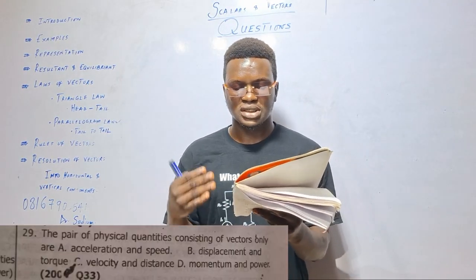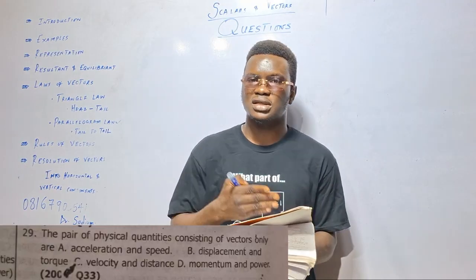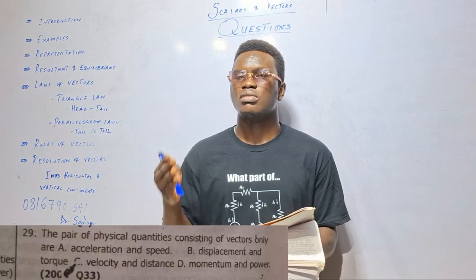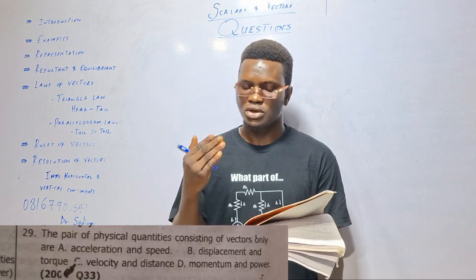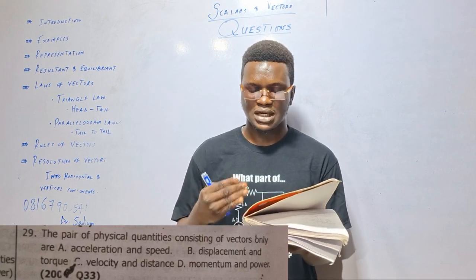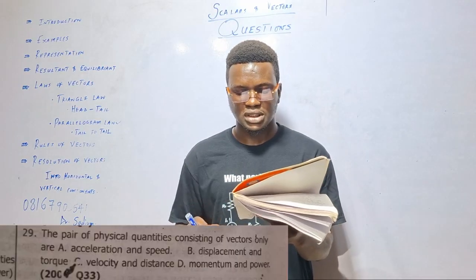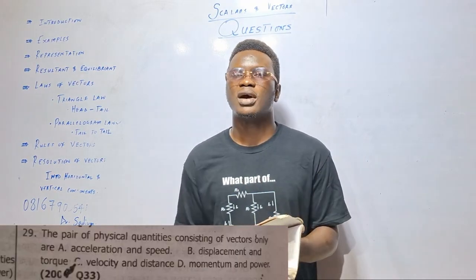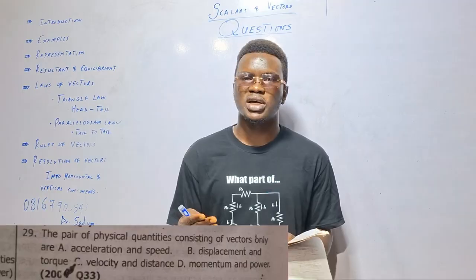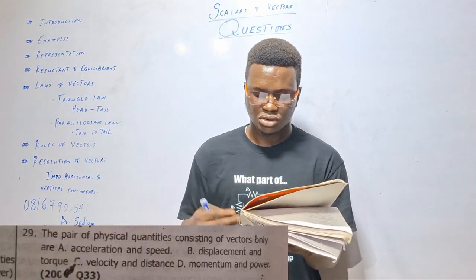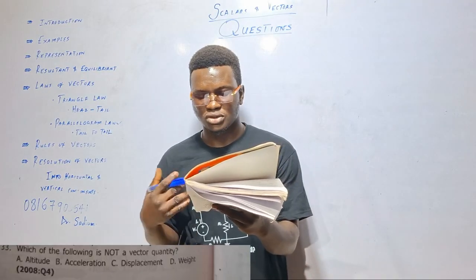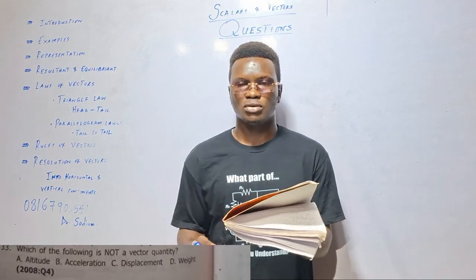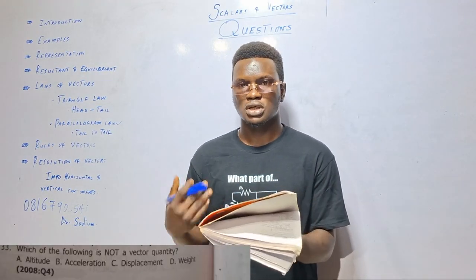So the answer is displacement and torque. If you see option C says velocity and distance, distance is scalar, velocity is vector, but displacement is also vector. So this distance makes the answer wrong. D says that momentum and power. Power is a scalar quantity, momentum is a vector quantity. So the next question, which of the following is not a vector quantity? It's like the one we solved before. The answer is altitude.